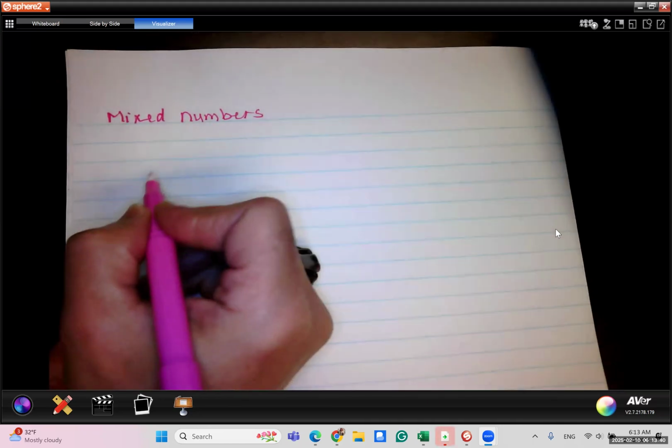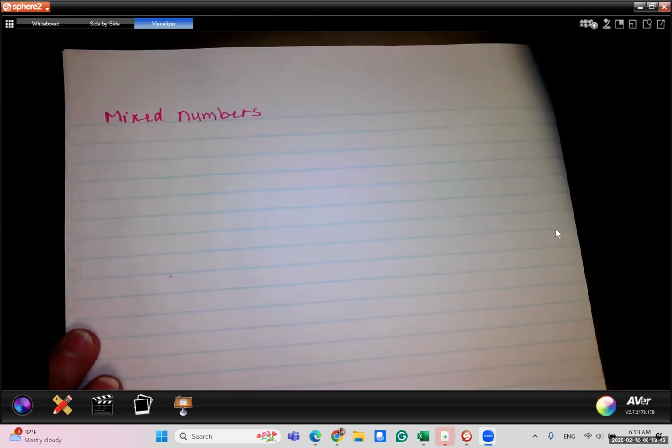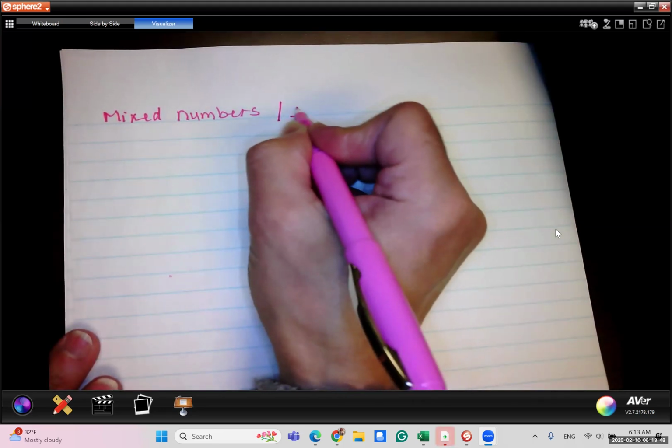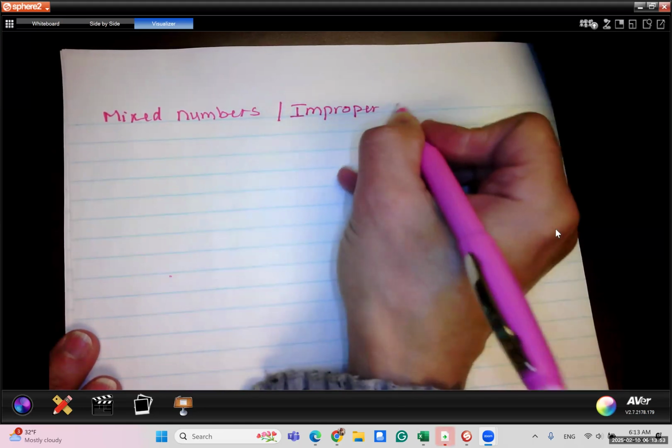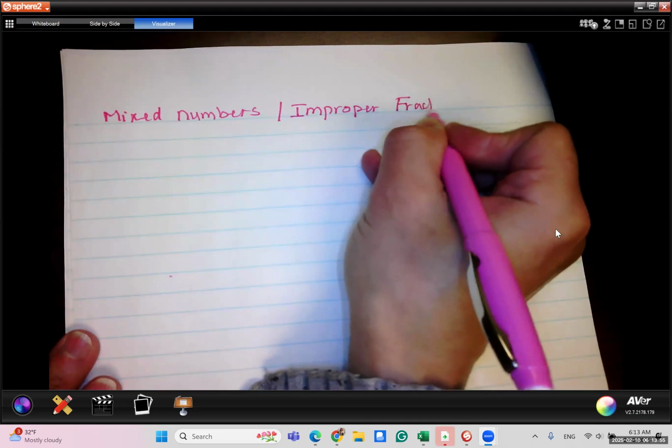Okay, so mixed numbers are fractions where the numerator is larger than denominator. I'm sorry, mixed numbers, and improper fractions. So, as I said, it's very early, and my brain is still waking up.